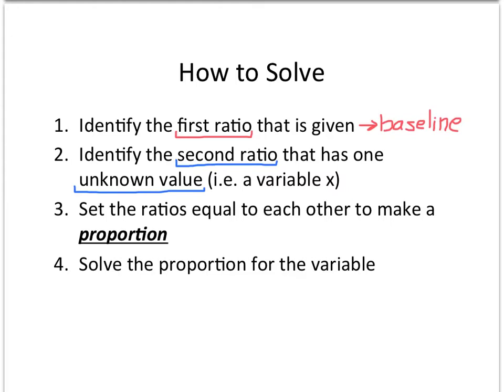But what we're then going to be able to do in this third step is set these ratios equal to each other and then make a proportion. Then once we have the proportion set, we can then solve the proportion just like we have in our past problems.